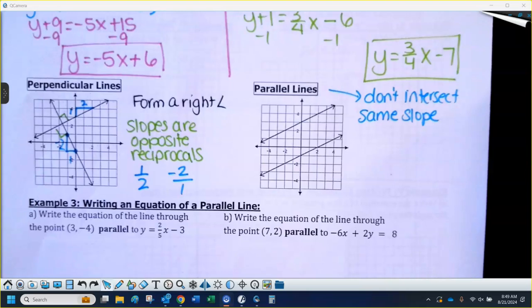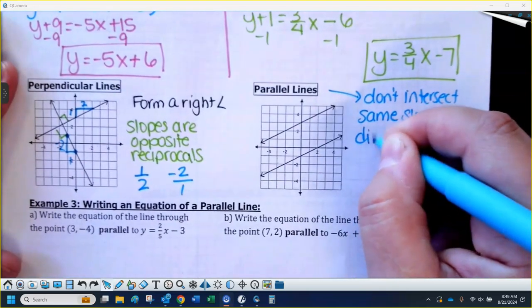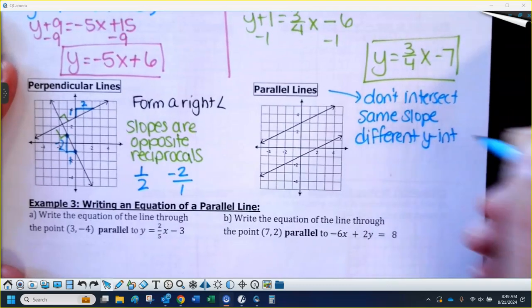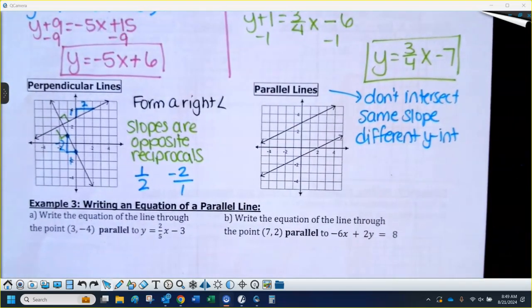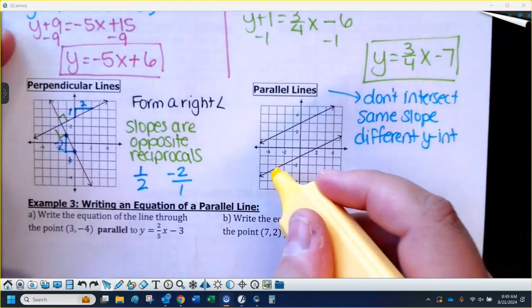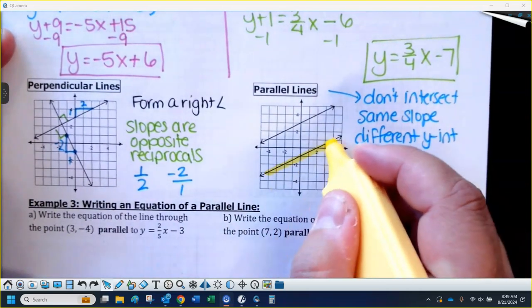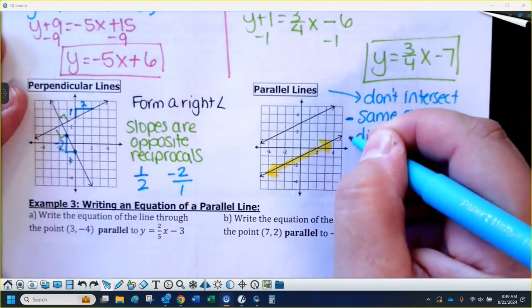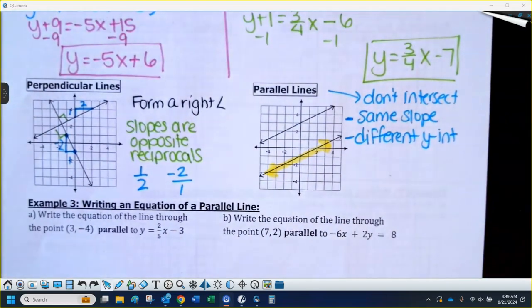Yes, that's what I wanted you to say. Different y-intercept. Technically, maybe don't draw this on your paper, but I could graph a line right on top of this and they would have the same slope, but they'd also have the same y-intercept, so they would not be parallel to each other. That's just a little side thing. They have the same slope, but they have to have a different y-intercept to be parallel.